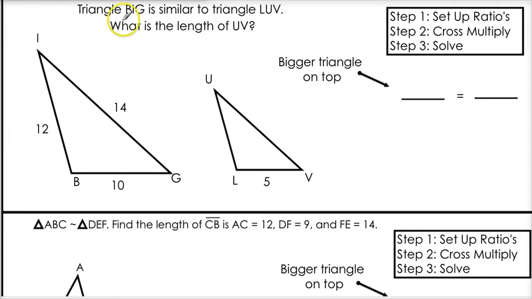Let me show you how. Triangle BIG is similar to triangle LUV. What is the length of UV? All right, UV is right here. So since I'm looking for UV, let's just put an X there. All right, so I know exactly what I'm looking for.